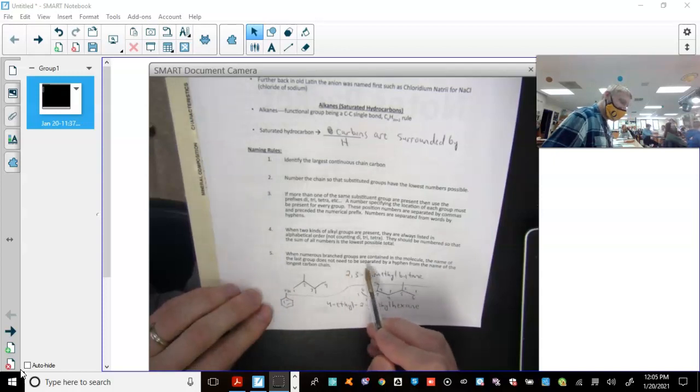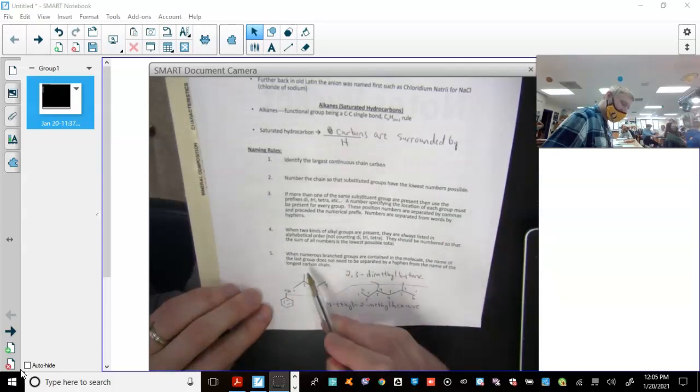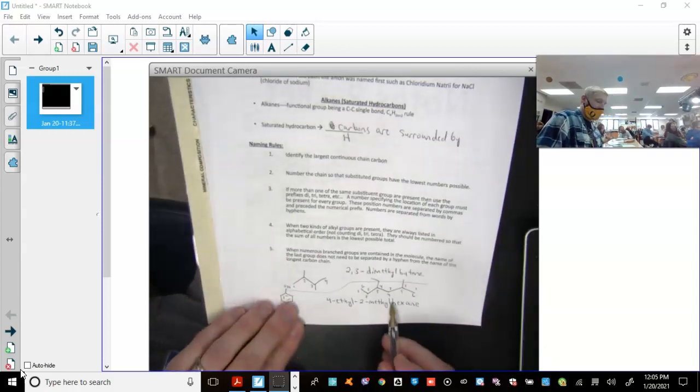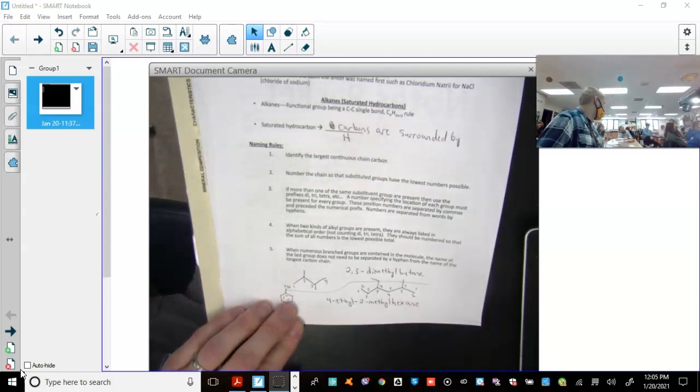When numerous branch groups are contained in the molecule, the name of the last group does not need to be separated by a hyphen from the name of the longest chain. So that's just saying we don't need a hyphen here. Just methylhexane together.